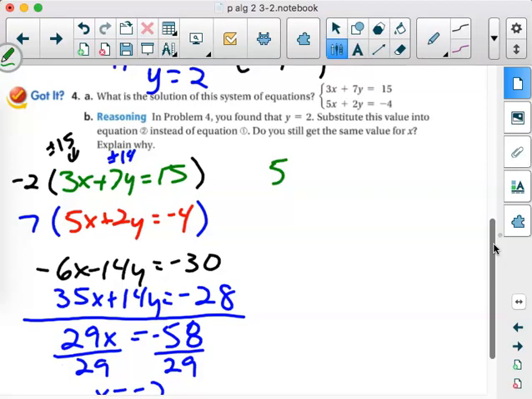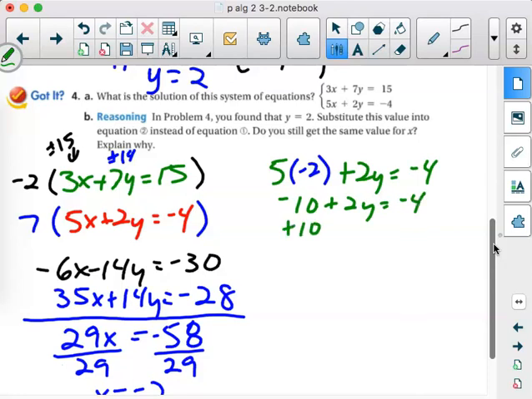Let's see, our x value was -2. Plus 2y equals -4. Again, this is some basic algebra we're going to do here. So -10 plus 2y equals -4. Add 10 to both sides. And divide by 2.